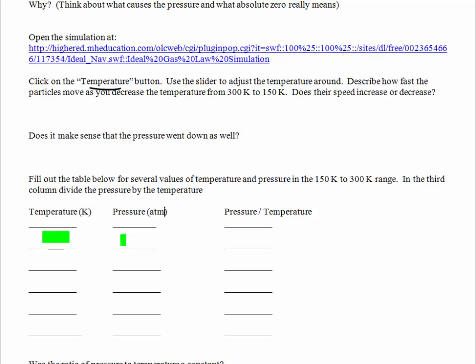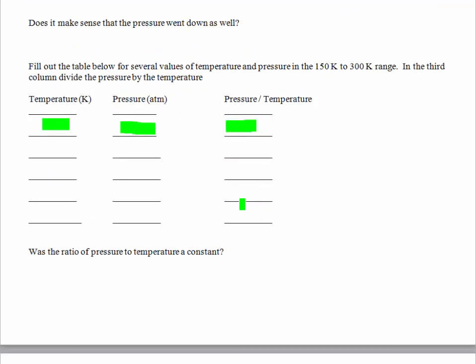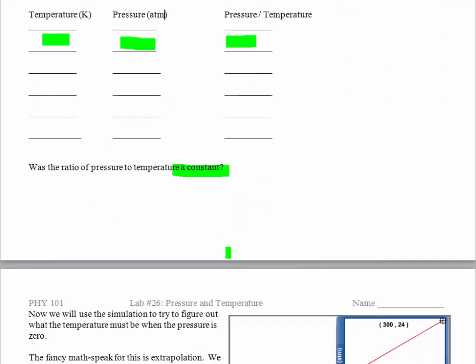We're going to measure temperature, pressure, and divide the two. And what you should see is those guys should be a constant.